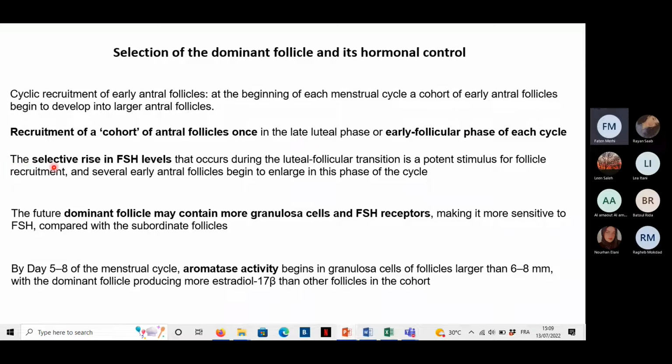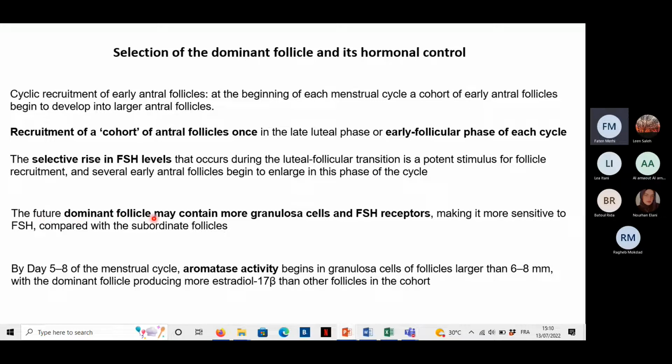Okay, then the selective rise in FSH levels that occurs during the luteal-follicular transition. So the selective rise in FSH levels that we have in this early follicular phase, at the beginning of the menstrual cycle, as we have said, we have high levels of FSH. Those high levels of FSH present at the early follicular phase are a potent stimulus for the follicular recruitment, and several early antral follicles will begin to enlarge in this phase of the cycle.